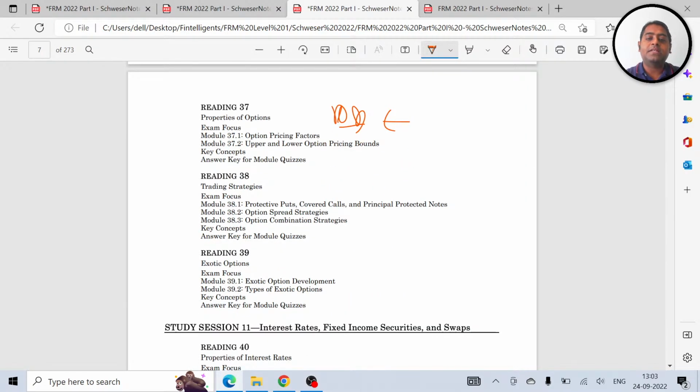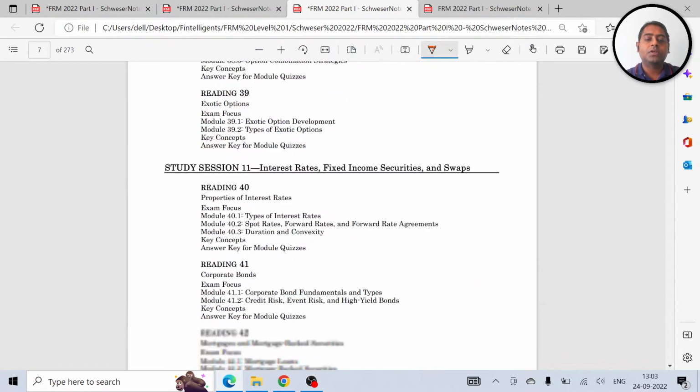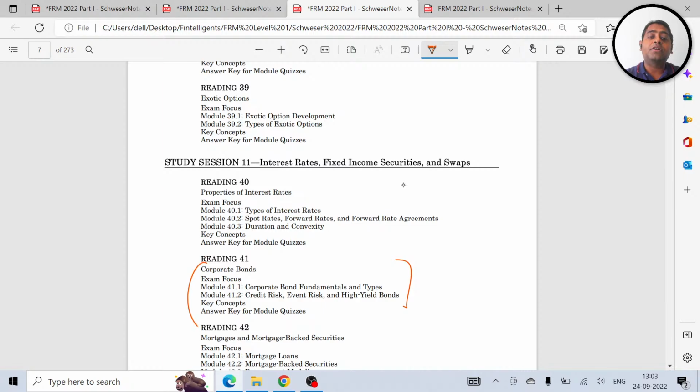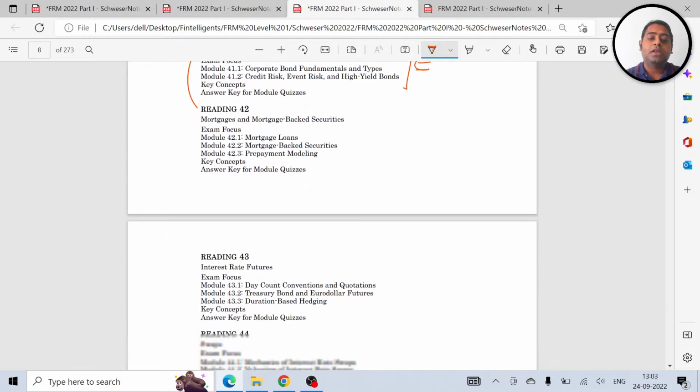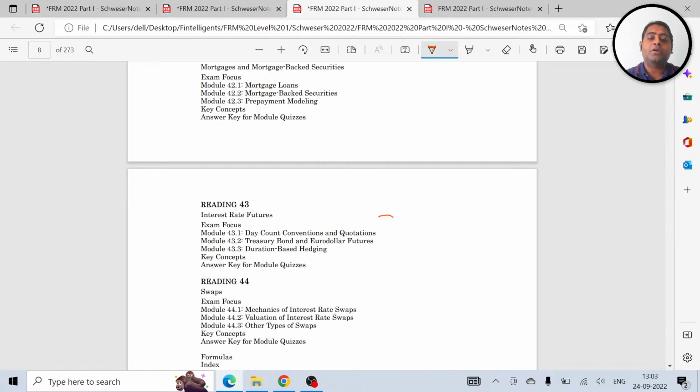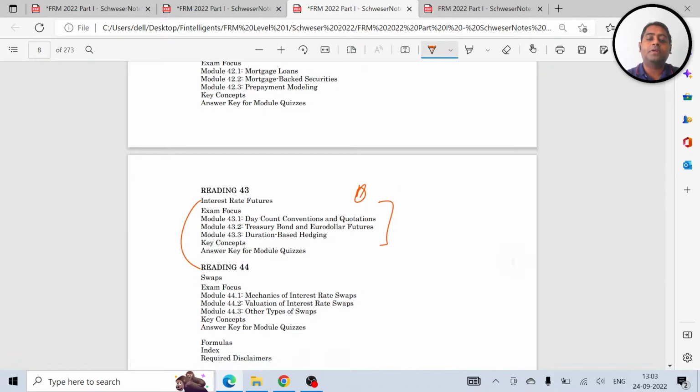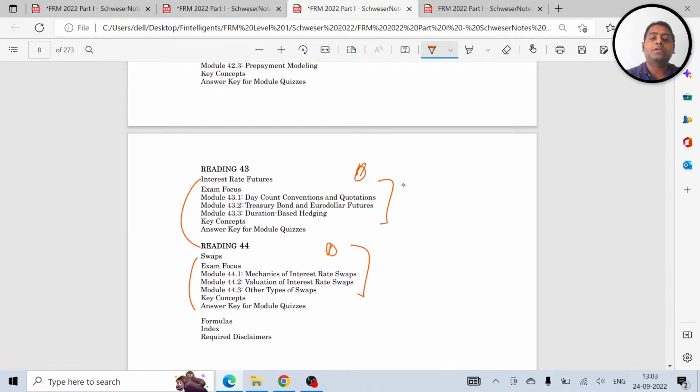To a certain extent, there are certain strategies in trading strategy which can be used. Corporate bond, I have heard in the last exam people have been asked on this, so it can get tested. Over here, duration and convexity is important. And mortgage and mortgage-backed security, this is a good, important chapter. And the swap chapter is also important.